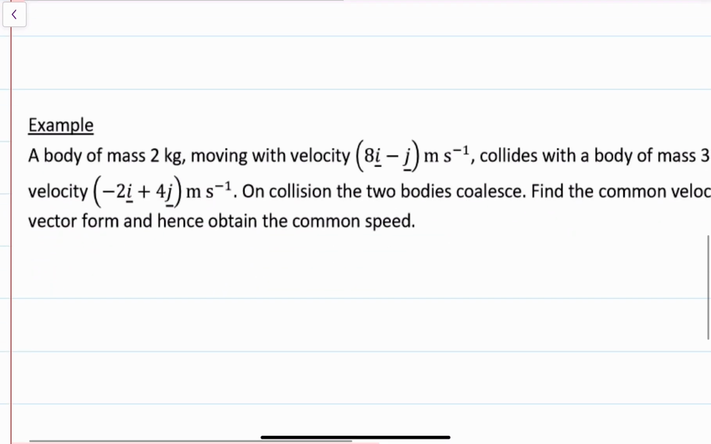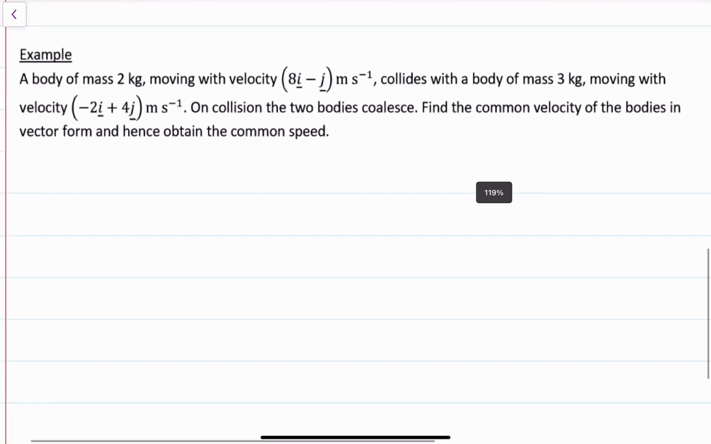The next question is a vectors question. It says a body of mass 2 kilograms, moving with velocity 8i minus j, collides with a body of mass 3 kilograms, moving with velocity minus 2i plus 4j. On collision, the two bodies coalesce, so they join together. Find the common velocity of the bodies in vector form and hence obtain the common speed. So a wee bit of extra working out to do. Let's do a wee diagram here.